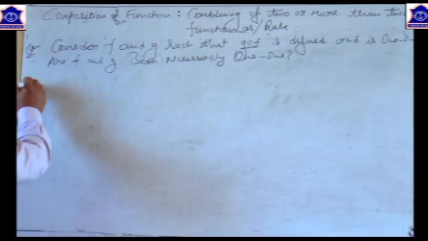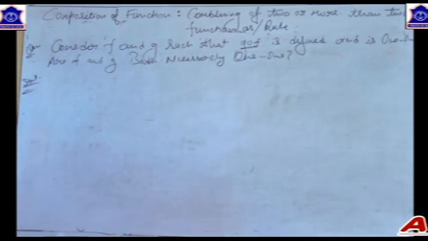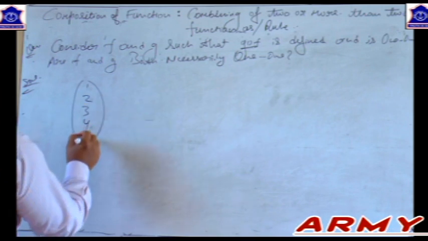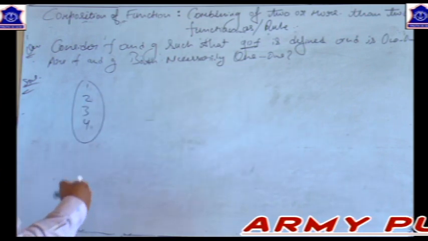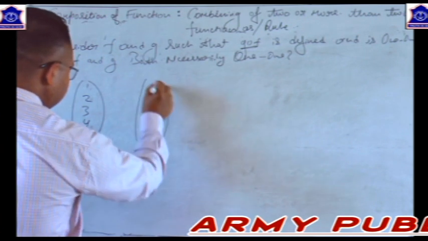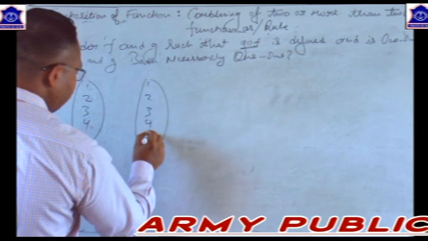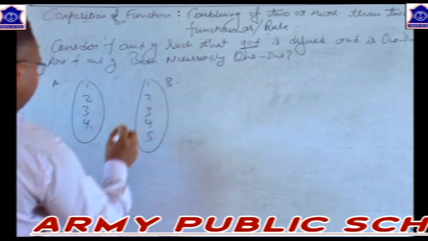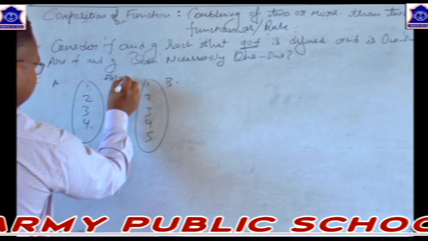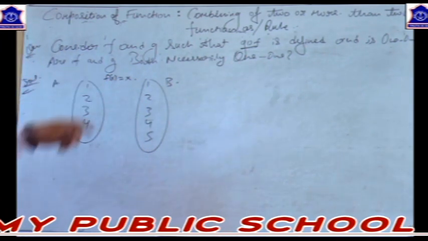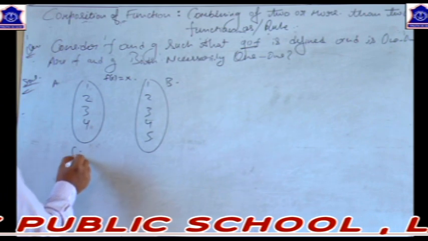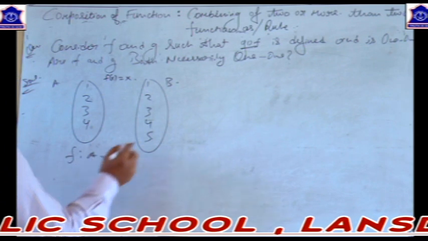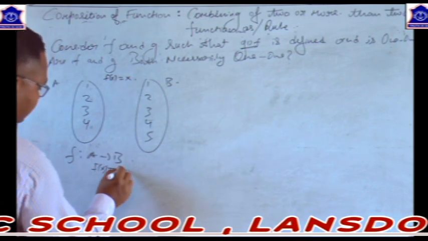Okay, so coming to the solution, let us consider a set that contains 4 elements 1, 2, 3, 4, and let us consider another set that contains elements 1, 2, 3, 4, 5. This is set A and this is set B, and the function is defined from A to B as fx equals x.